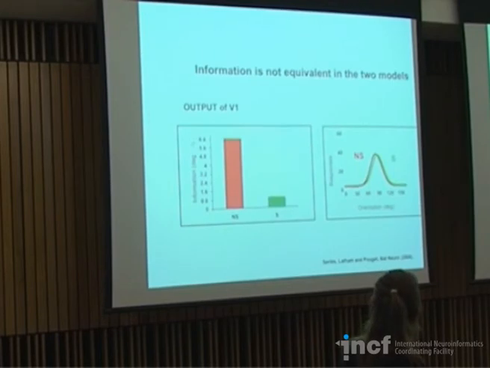So what I found is that the two models were not equivalent in terms of information transmission or in terms of discriminability. I found that the no sharpening, or the feed-forward model, if you want, was much better in terms of Fisher information than the other, even if the two models could produce very similar tuning curves.